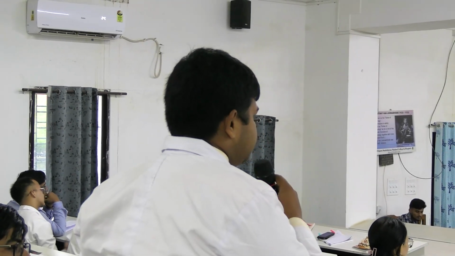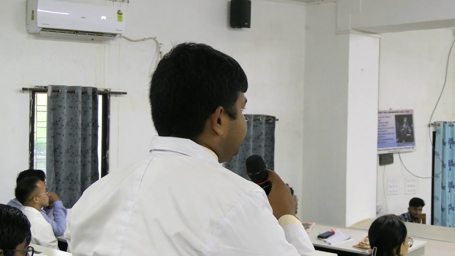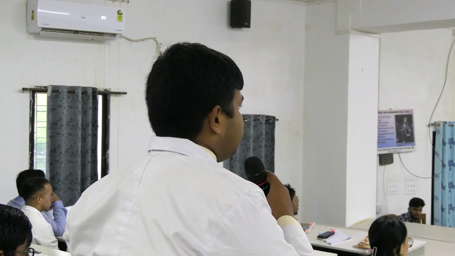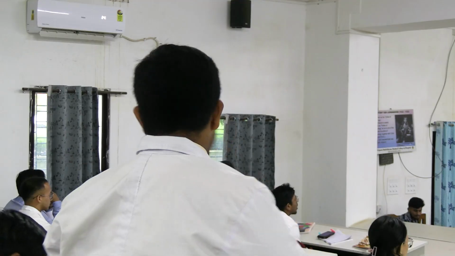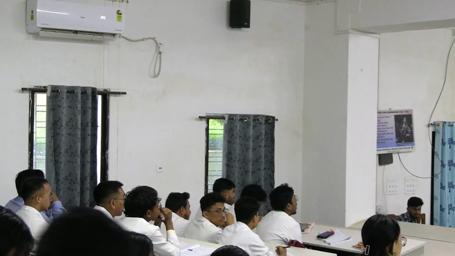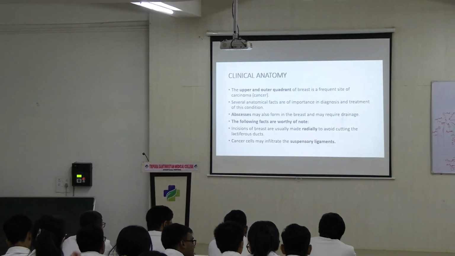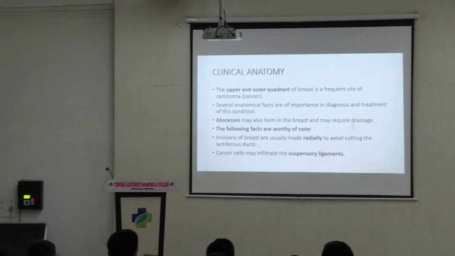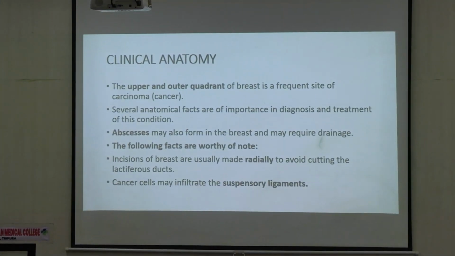Note: incisions of breast are usually made radially to avoid cutting the lactiferous duct. Cancer cells may infiltrate the suspensory ligaments. Okay. The upper and outer quadrant of breast is a frequent site of carcinoma. What is the reason? The upper and outer means your lateral quadrant, upper lateral quadrant. Why? What is the reason?